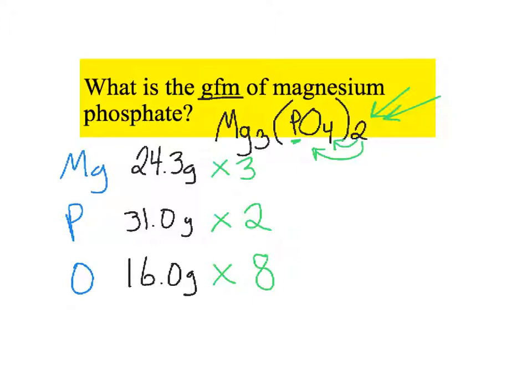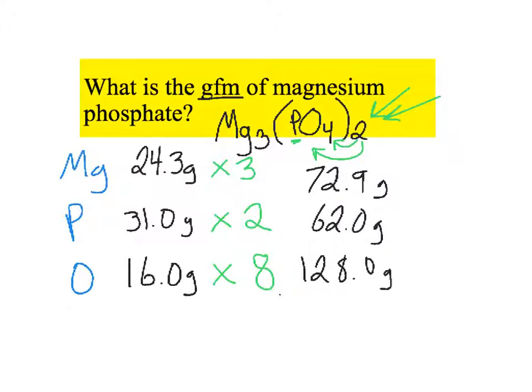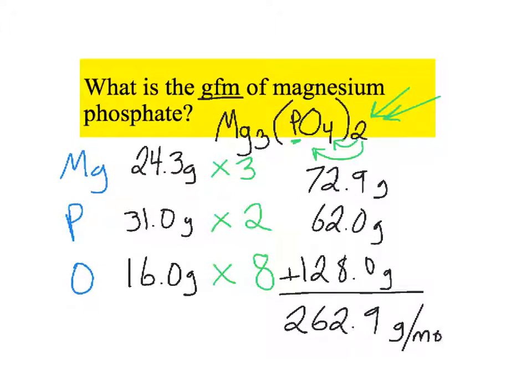When I multiply all these out, I'm going to get 72.9 for magnesium, 62 for phosphorus, and 128 for oxygen. And when I add all of them together, I am going to get 262.9 grams per mole of Mg3PO4. So that's my final answer.